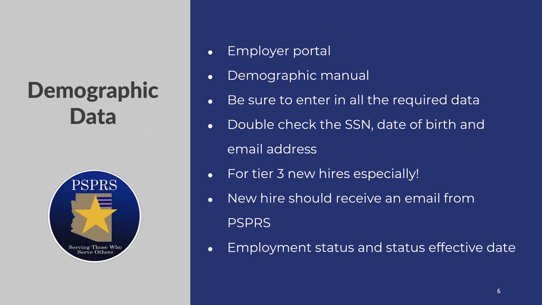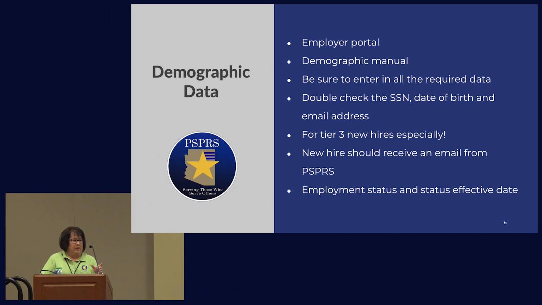So the demographic data, again, is in the employer portal. The menu item is demographic manual. Be sure to enter in all the required data. There are fields that have an asterisk after the title of the field. But from my experience, since I've been in this role as the local board relationship manager, check the social security number, double check the date of birth, and check the email address, because those tend to be the items that may be transposed in some way or not legible from what you're pulling it from.